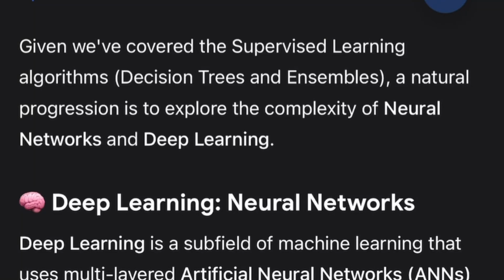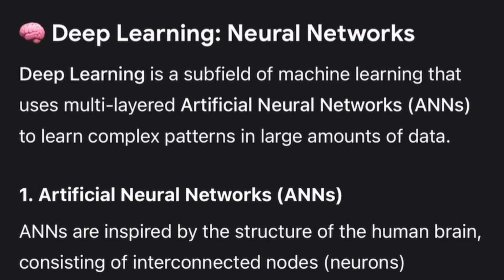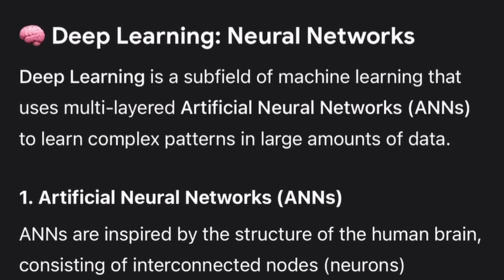Covered the supervised learning algorithms, decision trees, and ensembles. A natural progression is to explore the complexity of neural networks and deep learning. Deep learning, neural networks. Deep learning is a subfield of machine learning that uses multi-layered artificial neural networks (ANNs) to learn complex patterns in large amounts of data.